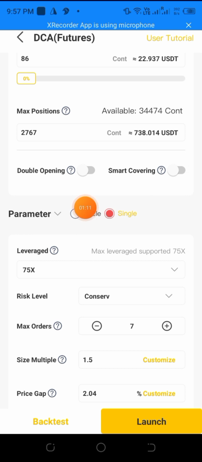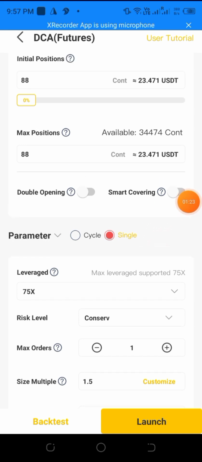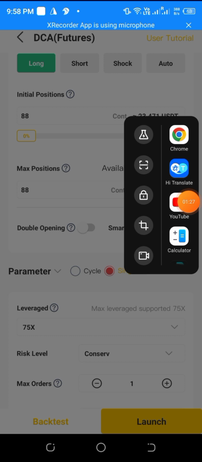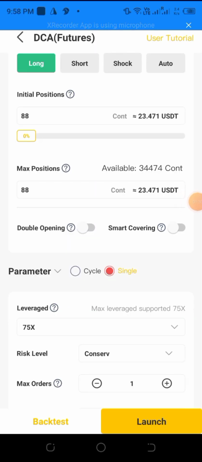After choosing maximum leverage, I choose just single trade, not cycle. Then I reduce my order to one. I reduce it to one, though I can put it at two also. Then let me now calculate how I can use my leverage to use $2 out of my capital.